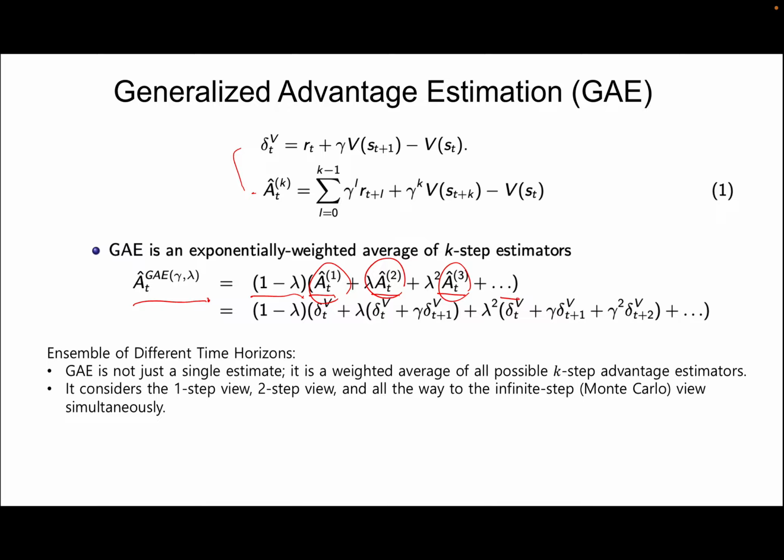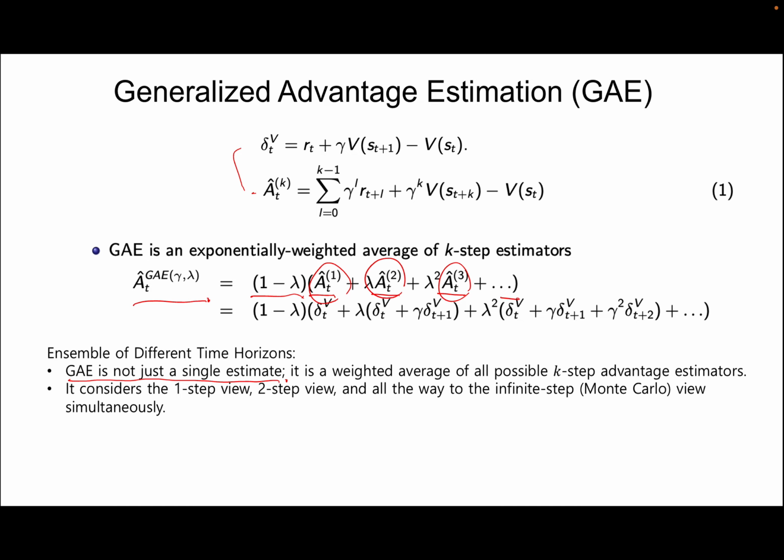So GAE, as I said, is not a single estimate. Previously, the n-step estimator is just a single estimate. If we set n equal to 1 or 2 or anything, it is a single estimate. But GAE is not a single estimate. It is a weighted average of all possible k-step advantage estimators, and it considers the one-step view, two-step view, and all the way to the infinite-step view simultaneously.